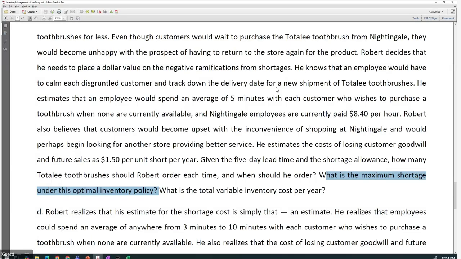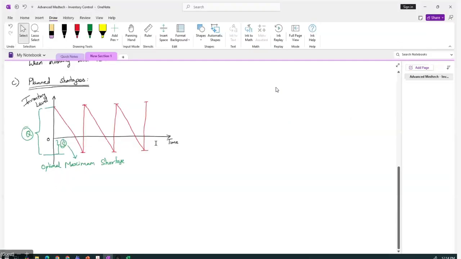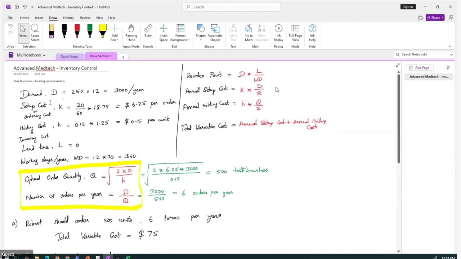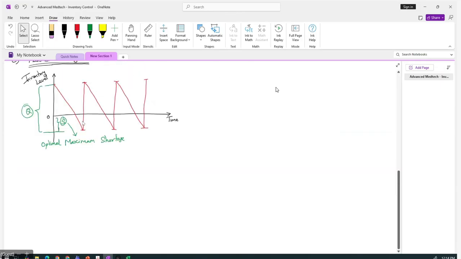What is the total variable inventory cost per year, right? I hope you got the idea. I hope you got the context, right? So looking back, all these costs are going to remain the same, right? What is the additional thing that we are having here in this context?